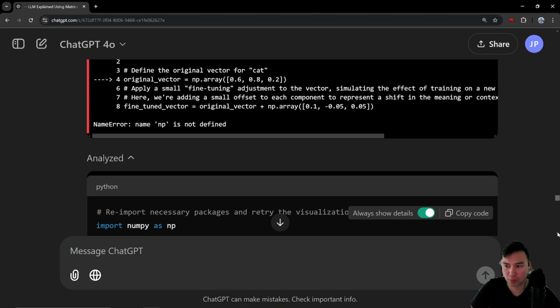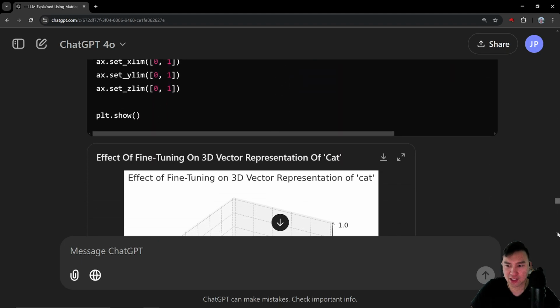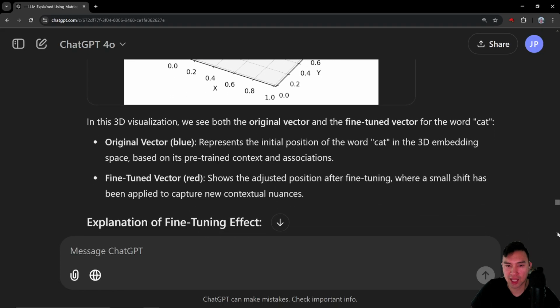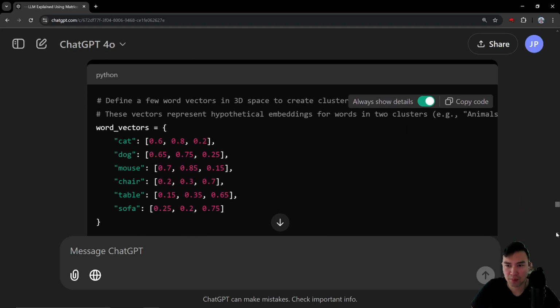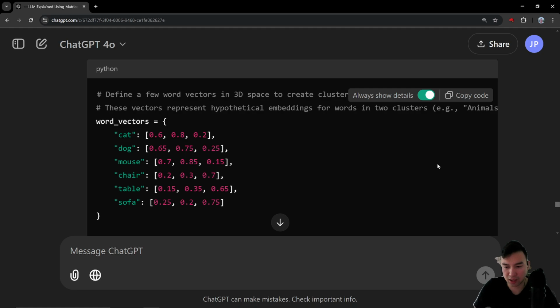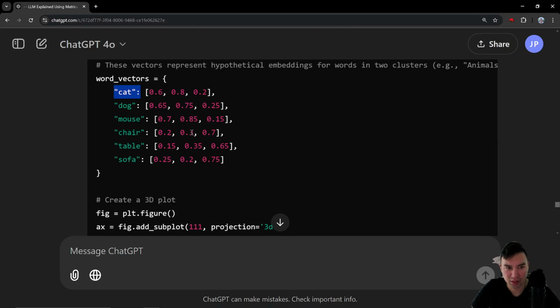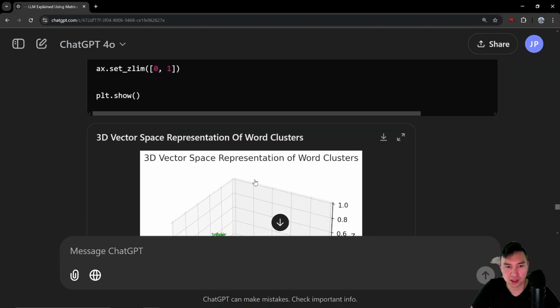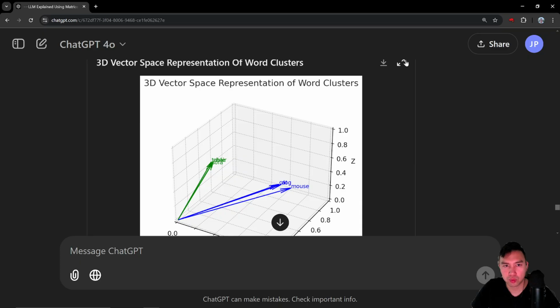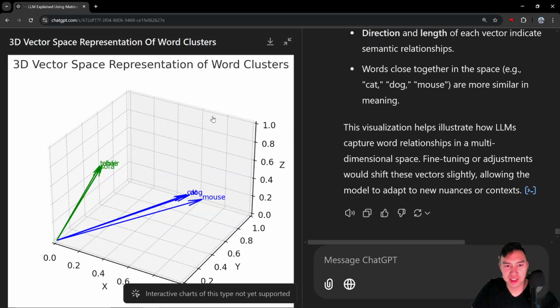But what a tokenizer basically does, from my understanding, is it takes a word and makes it into a vector, a bunch of numbers. For example, cat, it makes it 0.6, 0.8, 0.2. And then words that are more associated with each other are closer together, and that's how it figures out what different words mean, the semantic meaning behind words.